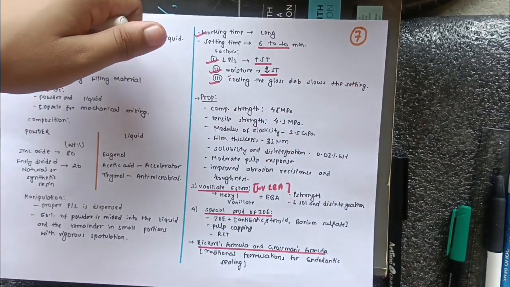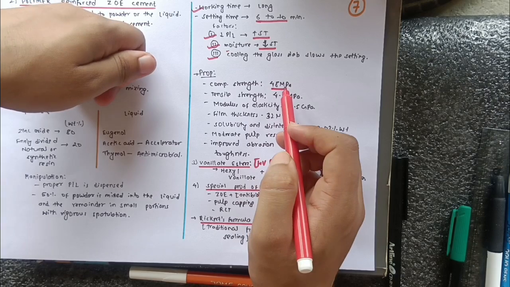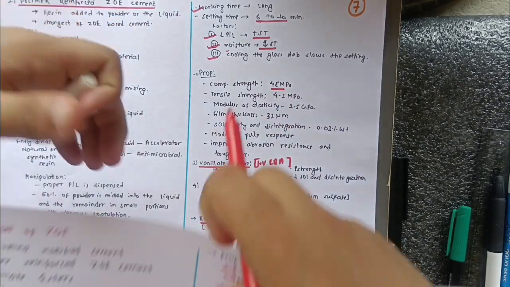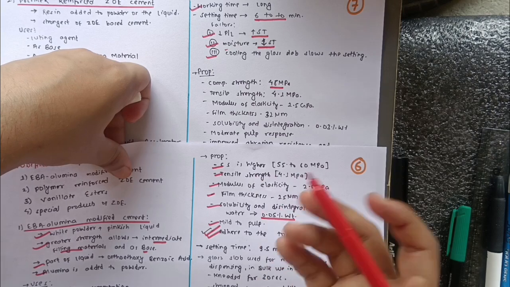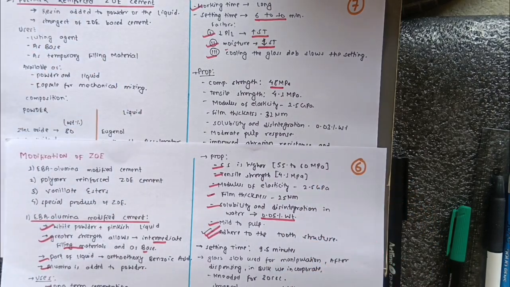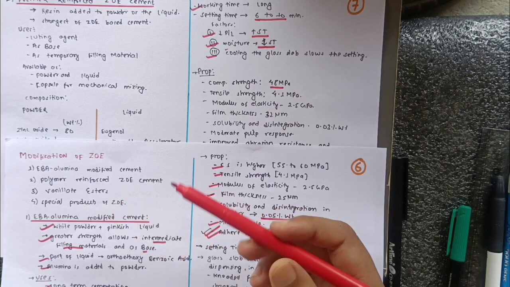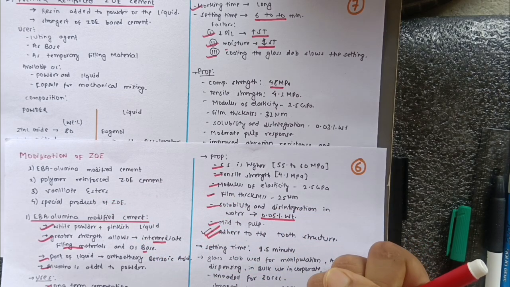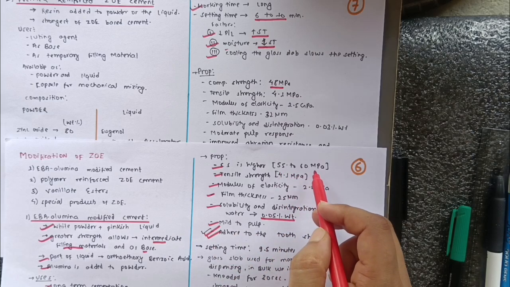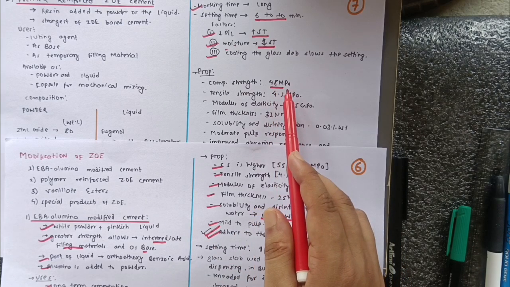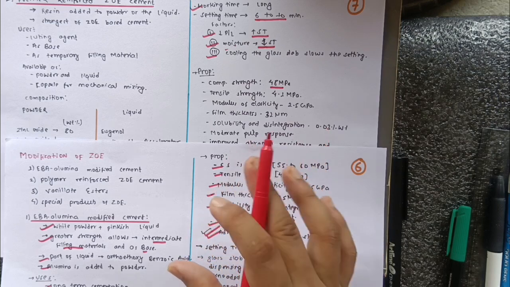Now in the properties section, compressive strength is 48 MPa, and I will compare here. Here it was 55 to 60 MPa. How can you guess that? As alumina is used here in EBA, it must have a strong compressive strength. So 55 to 60 MPa is the range here, but here it is 48 MPa, so there is not a lot of difference between the two ZOEs.